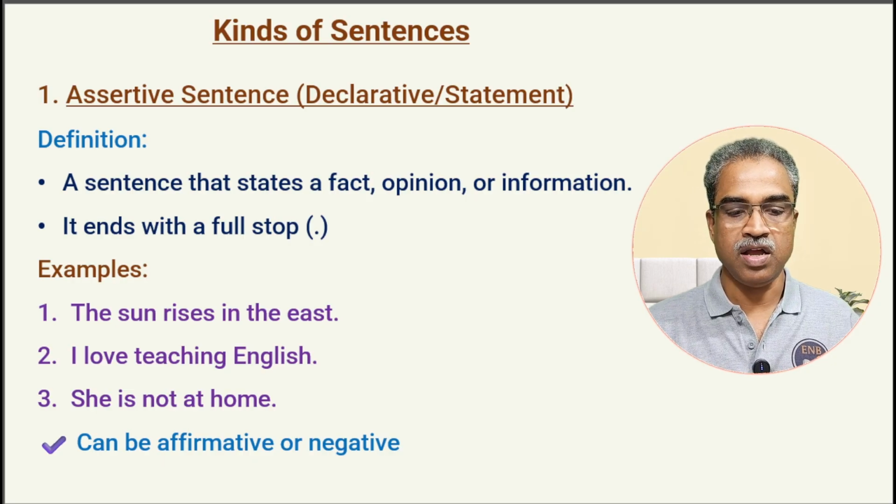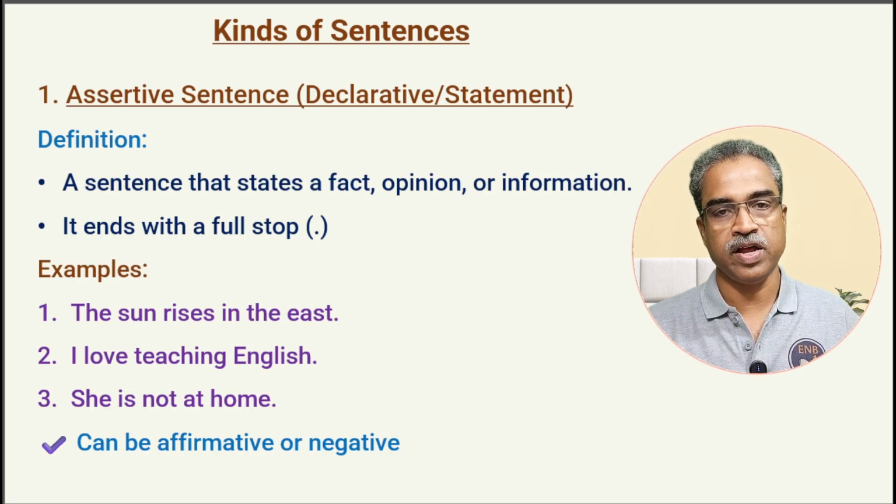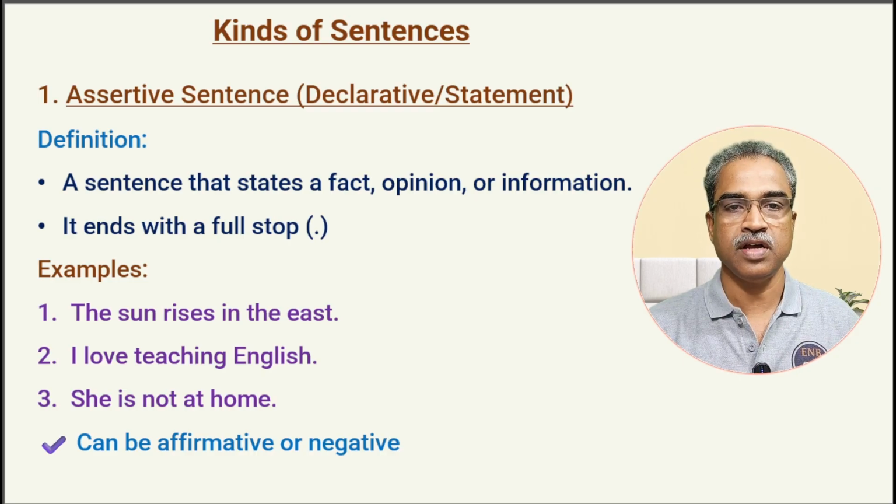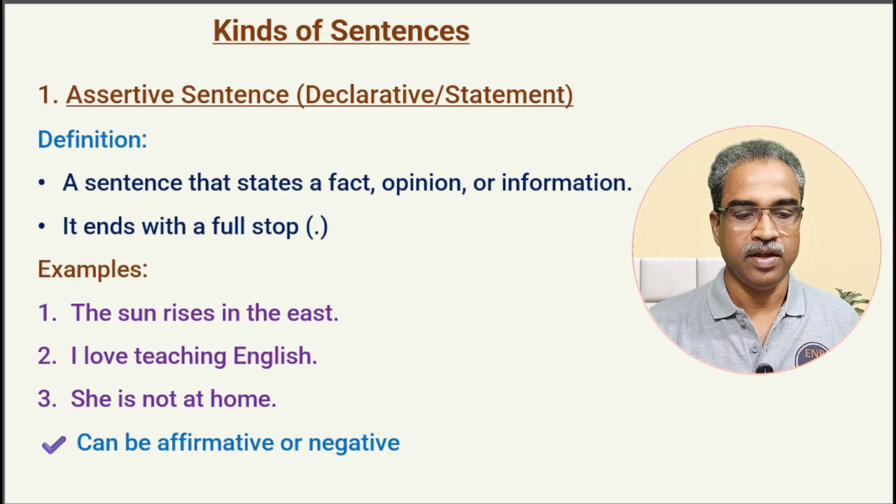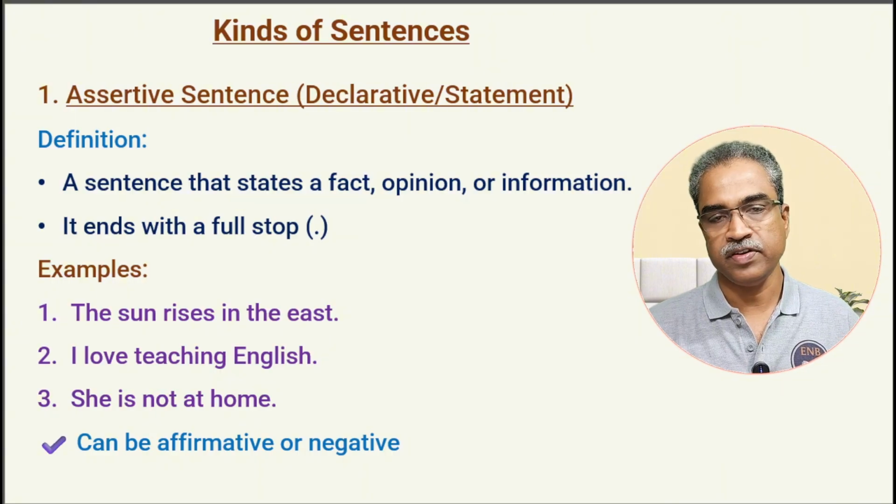We just asserted a fact. Right? Next one, I love teaching English. That's what I'm doing now. I love teaching English. I made a statement. I declared something here. I asserted my point. Next one, she's not at home. This is a negative one. But okay, I stated something here. She is not at home.